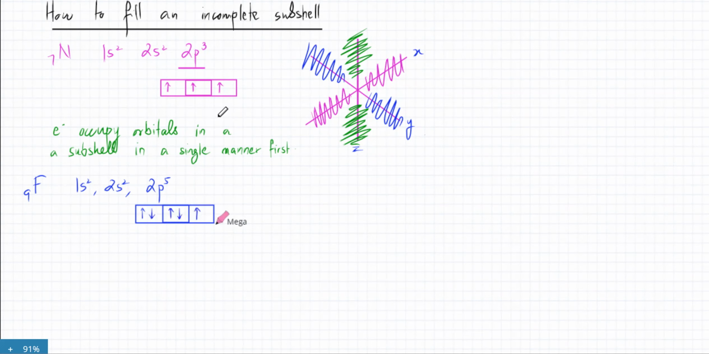So they start pairing up after this. Then you'll have 2 electrons in 2 of the orbitals, and one of the orbitals is going to be half filled. This is called an unpaired orbital. That's the terminology that's used. This one is unpaired, and the other two are paired.